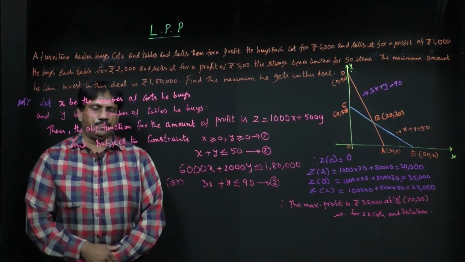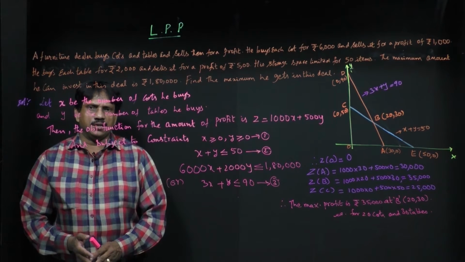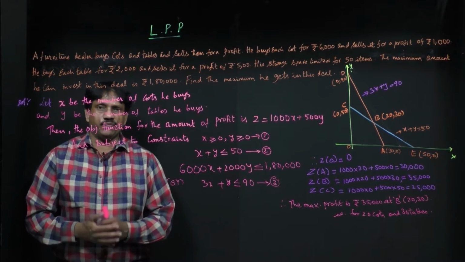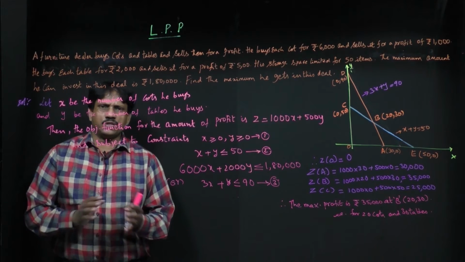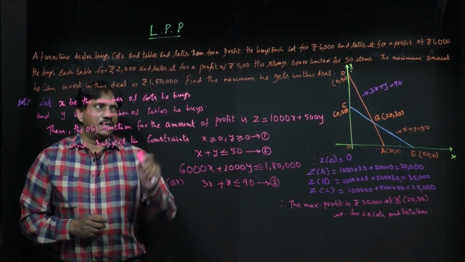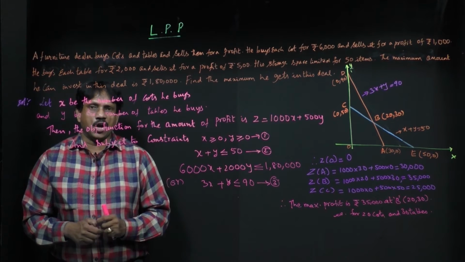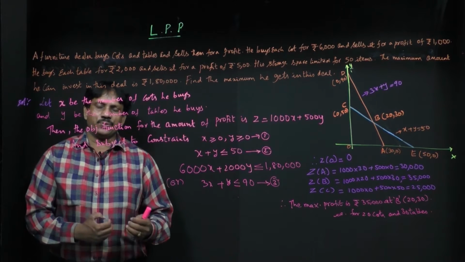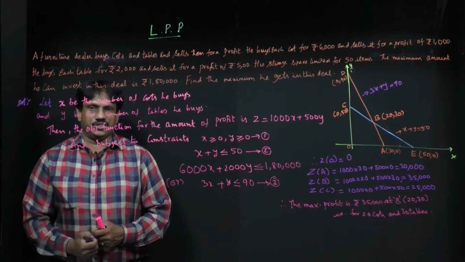Maximum is 50. 50 means that can be like 10 plus 40, or 25 plus 25, which will be 50. Like that you can get so many combinations. But the space is limited to 50 items, so how many cots and how many tables he has to buy, we are going to calculate for the maximum profit.